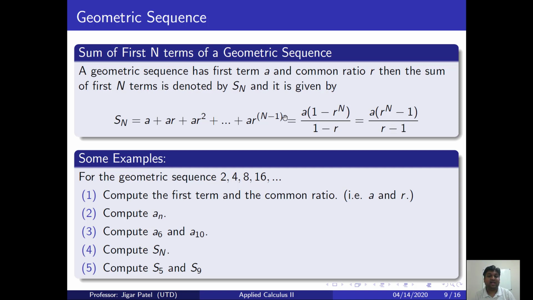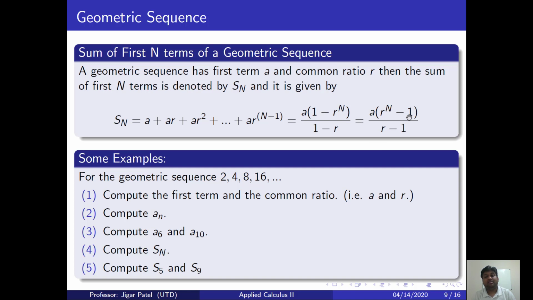If you factor negative 1 out from top and the bottom and cross it out, you can get this formula: a times r to the n minus 1 over r minus 1. Alright, you can use one or the other version. Feel free to use any version you like between these two.